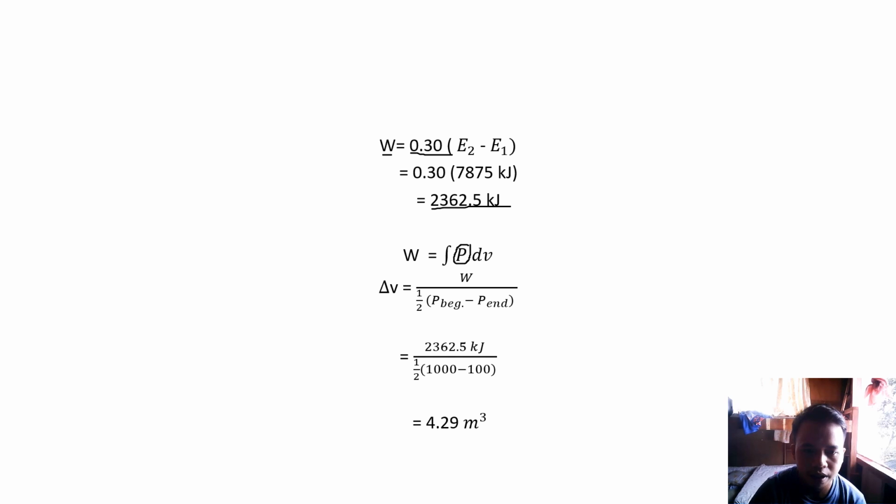Given by the formula, W is equal to the integral of P dV. We can rearrange the formula so that delta V is equal to W over 1 half times the pressure at the beginning plus the pressure at the end, which is the average pressure. So 2362.5 kilojoules over 1 half times 1000 plus 100, which is equal to 4.29 cubic meters. So this is our final answer.